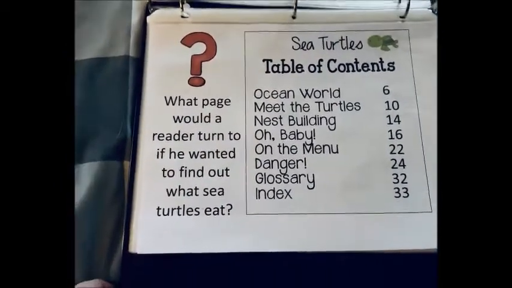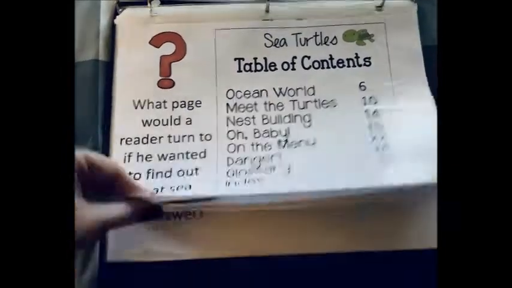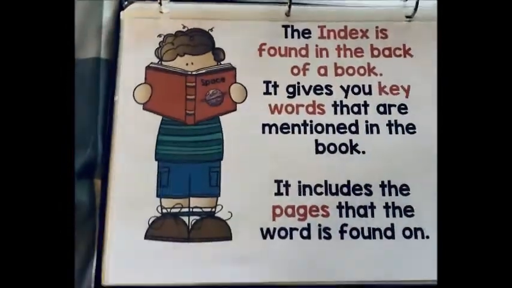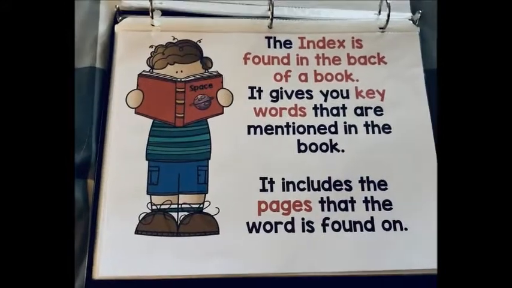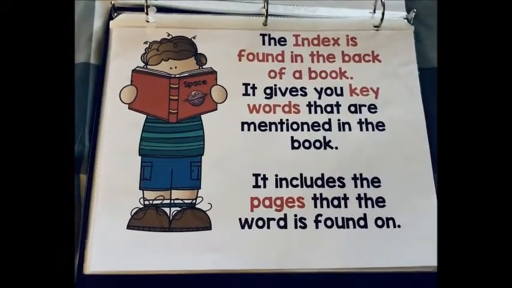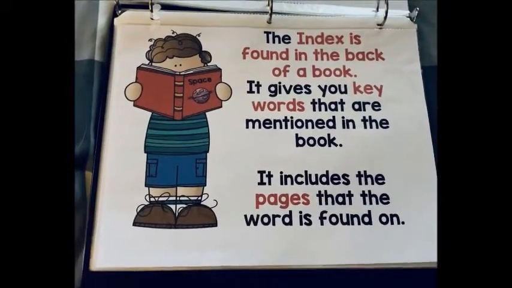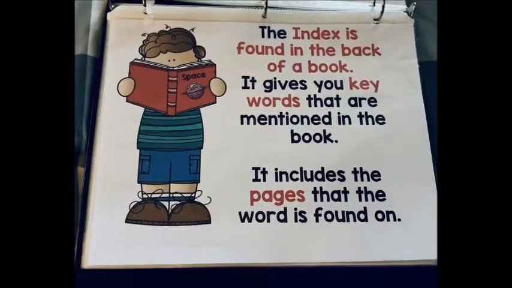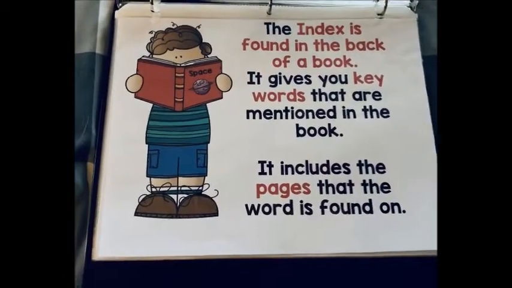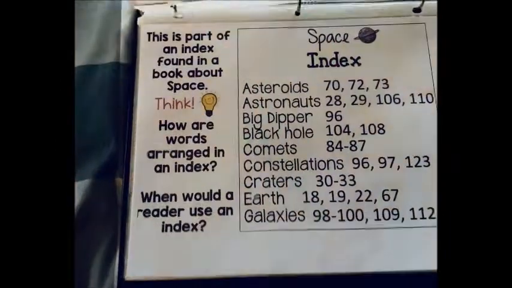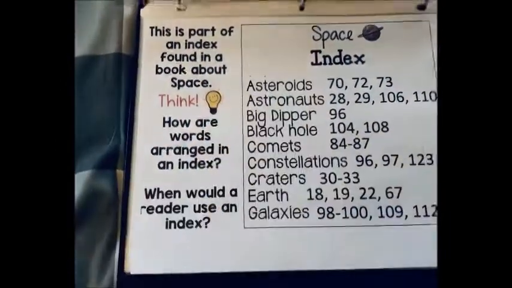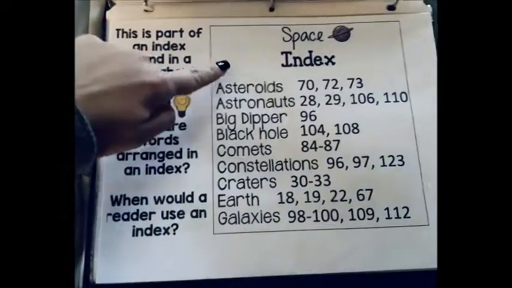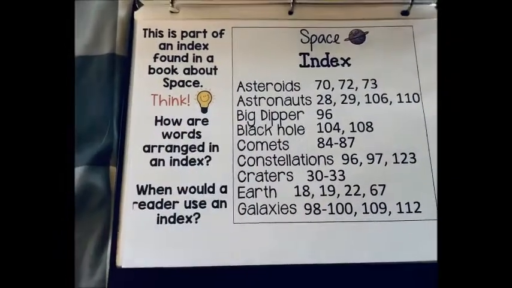So that is our first text feature today, table of contents. Now we're going to go on to the next one, and it is the index. An index is found in the very back of your nonfiction book, and it gives you keywords that are mentioned in the book and tells you the page numbers that they can be found on. The book we're going to talk about now is about space. In the back of this book, it's going to list keywords that are mentioned throughout the book.